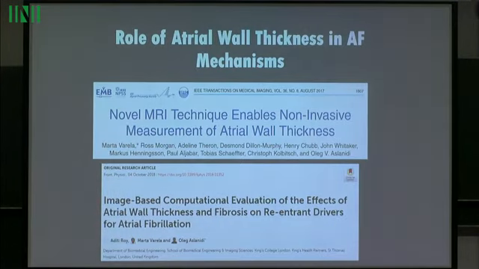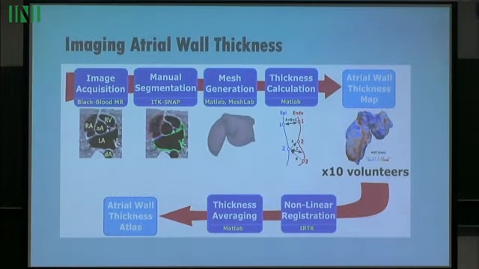So I'll move on to another project where we looked at the role of atrial wall thickness in the mechanisms of AF. First, we developed a new technique to image atrial wall thickness using MRI. This might seem like a strange idea, it was to me, but nobody knows how thick the atria are. Some people have done studies in cadavers using calipers, and they find quite different results. Some people have used CT, but the contrast is quite poor, and certainly no one had used MRI to look at this.